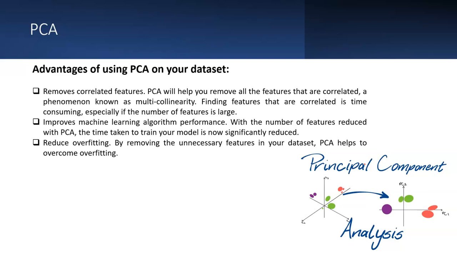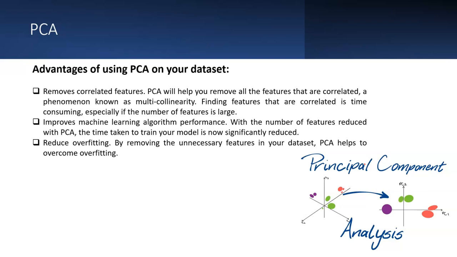Finding features that are correlated is time consuming, especially if the number of features is very large. Let's suppose we have 20, 30, 50, 100 features, especially in image recognition. So it improves machine learning algorithm performance. With the number of features reduced by PCA, the time taken to train your model is significantly reduced. And now we have GPUs and supercomputing, but still it's better to have a reduced time.